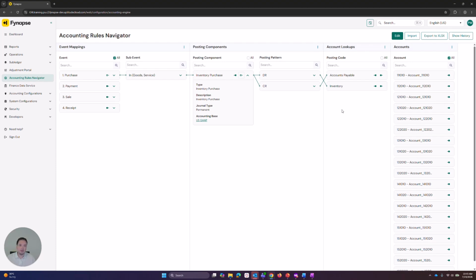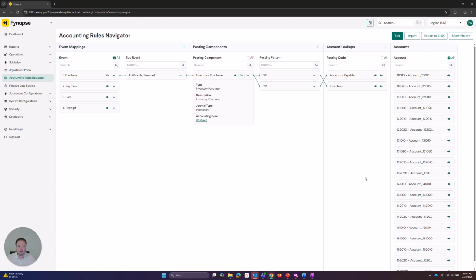Next, Fynapse resolves these posting patterns into account lookups. In our example, the debit side resolves to inventory, while the credit side resolves to accounts payable. Now, at this point in time these are very much still logical accounting concepts. We haven't selected a general ledger account yet. Separating the account lookup from the posting components means that the purchase logic can be reused across different parts of the business without having to duplicate the accounting rules.